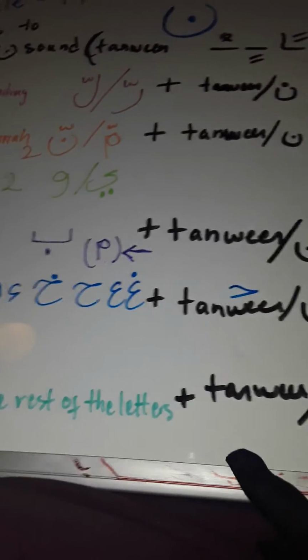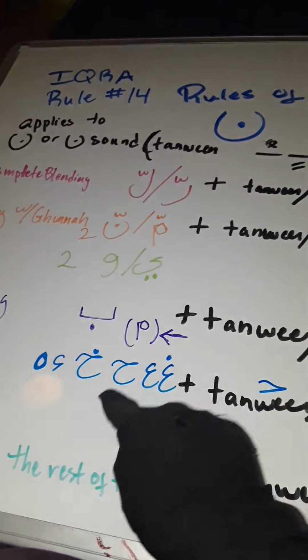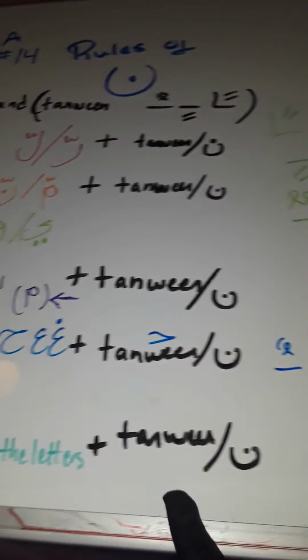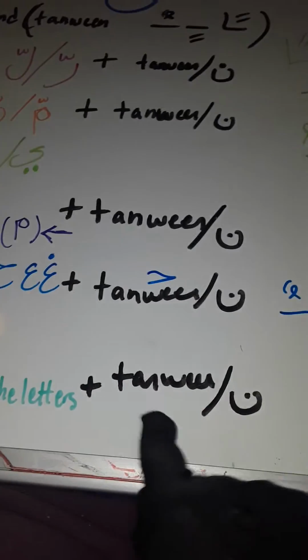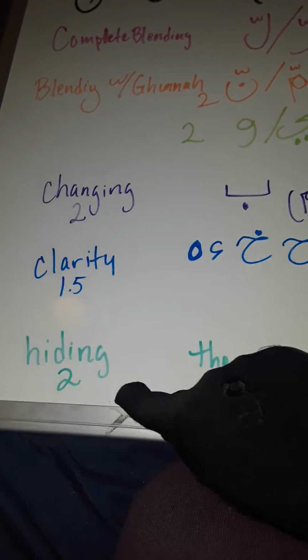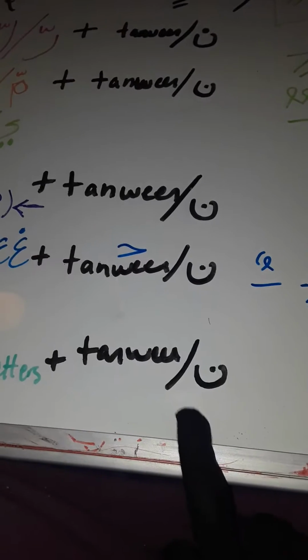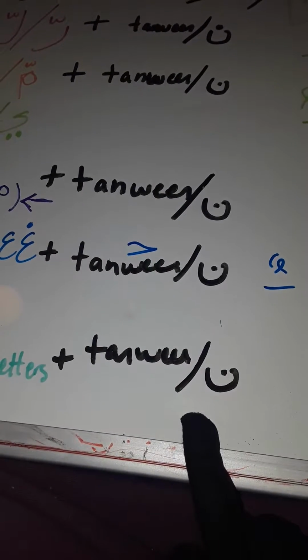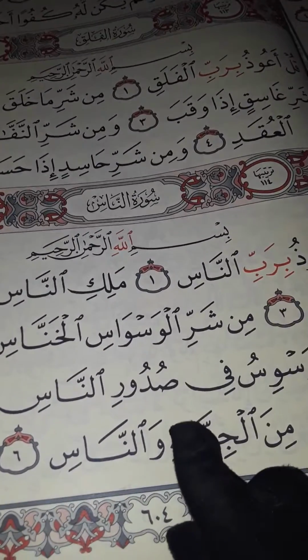So it's the rest of the letters. If it's not any of those 5, and it's not this clear one, then basically the noon will have nothing on it, or the tanween will be askew, showing something is weird, and you're gonna hide that letter for 2 harakat, which means the noon, you kind of say it very lazily. You kind of say, and this is the case in here. Let me see, and this happens throughout the rest of the surah.